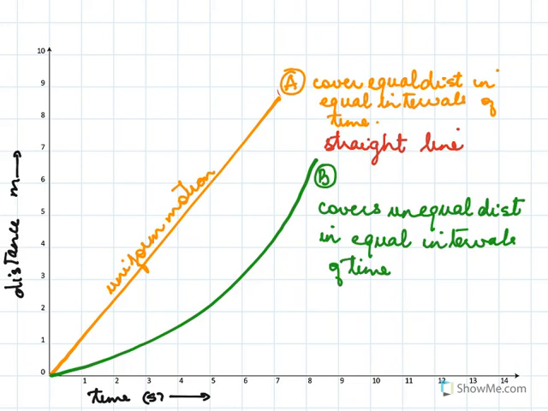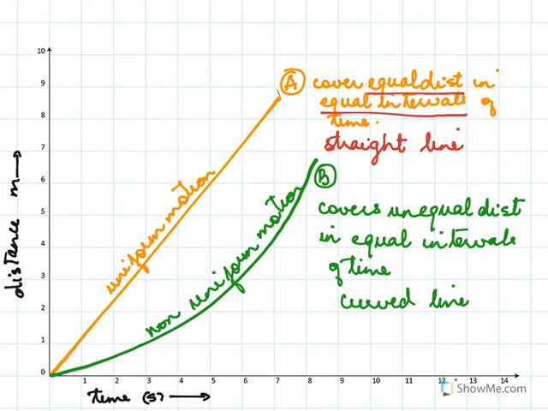And such motion is called non-uniform motion. It is not a straight line. It is a curve line. So by looking at the graph, you know if a body is of uniform motion or non-uniform motion. Again, I repeat, what is uniform motion? Equal distance in equal intervals of time. Non-uniform motion, unequal distance in equal intervals of time.